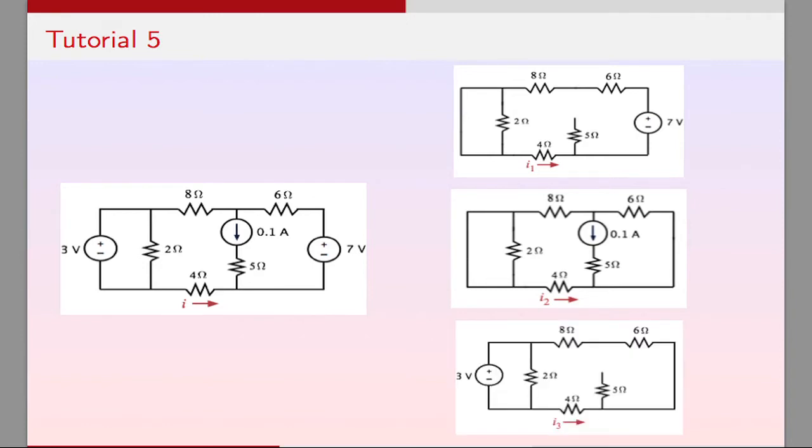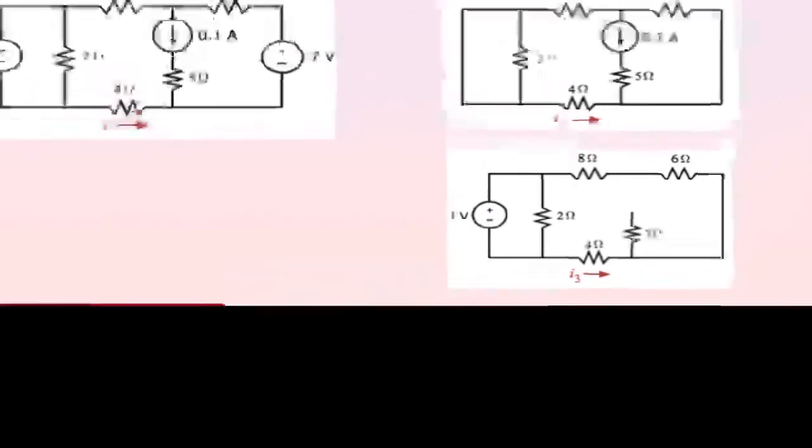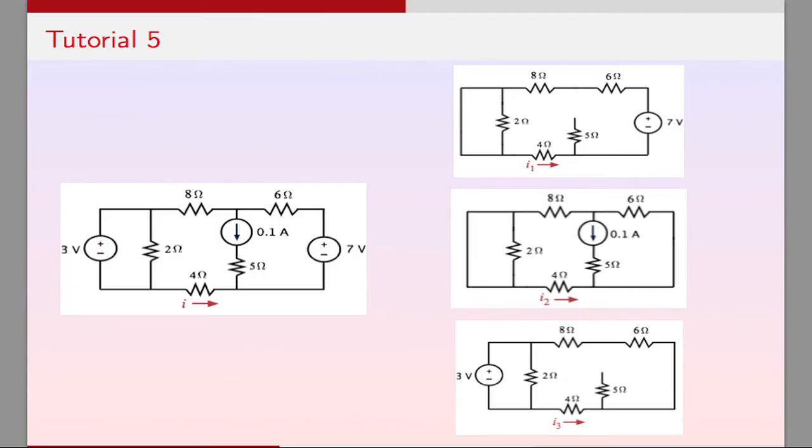And finally, we drive the circuit with a 3-volt source and deactivate the other two sources. The current through the 4 ohm resistor is now labeled as I3, and again we can calculate I3 using any technique we want. Now, the original current I equals the sum of the three currents I1, I2, and I3.